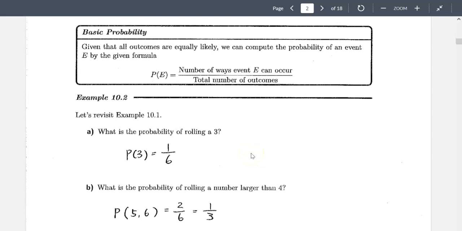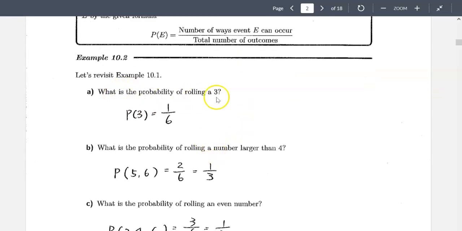Now, basic probability. The probability is the number of ways an event can happen divided by the total number of outcomes. For example, what's the probability you will roll a 3? It is 1 out of 6.